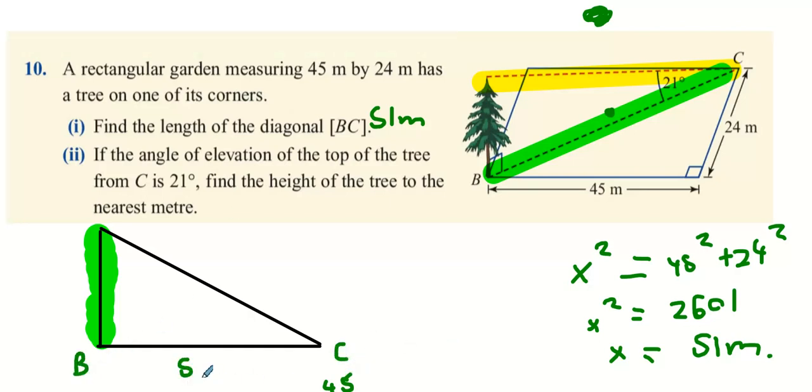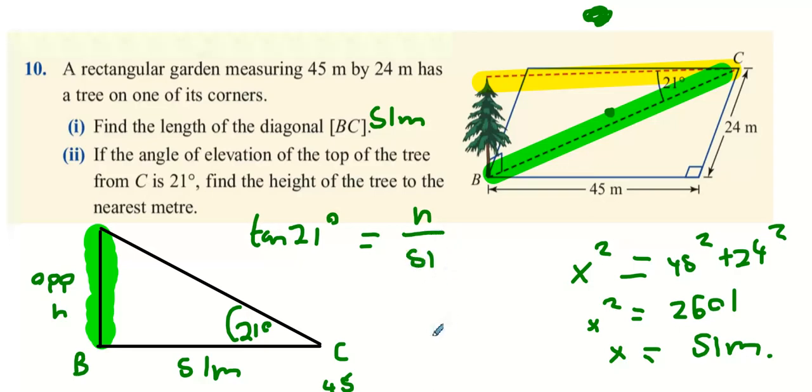We know that it's 51 meters apart. We know that this angle is 21 degrees. And then we're looking for the height of the tree, which will be the opposite side, which we'll just call H for argument's sake. I want the opposite, but I know the adjacent, so I'm going to use Toa. So tan 21 degrees equals your height above 51. 51 is division on the right, which makes a multiplication on the left.